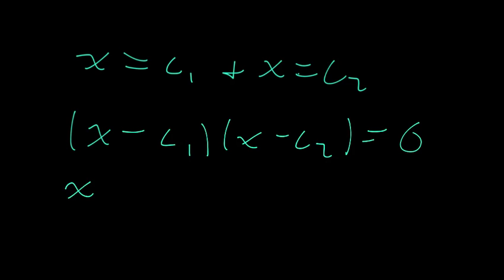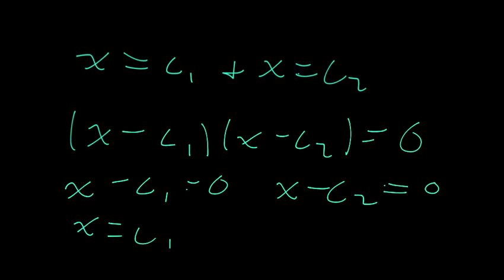So looking at the first one, you get x minus c1 equals 0, and then solving for that, you get x equals c1. And looking at the other equation, you get x minus c2 equals 0, and then solving for that, you get x equals c2.